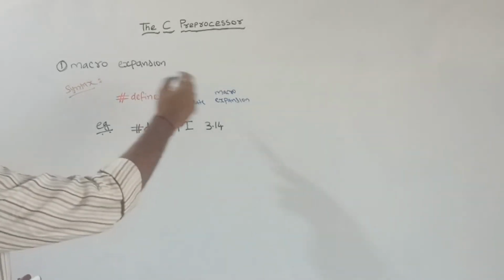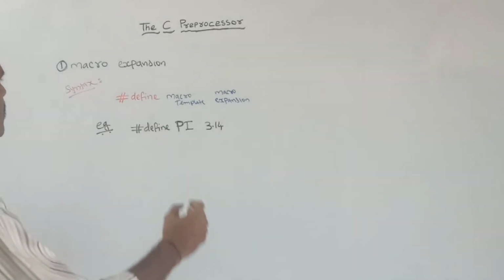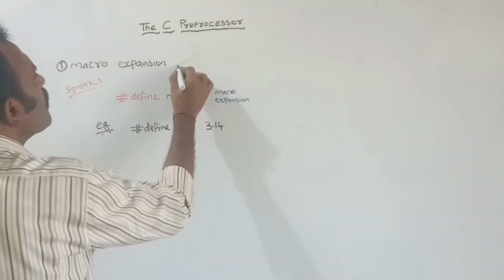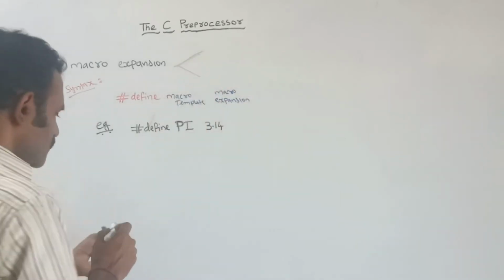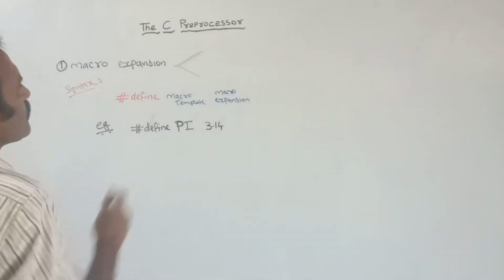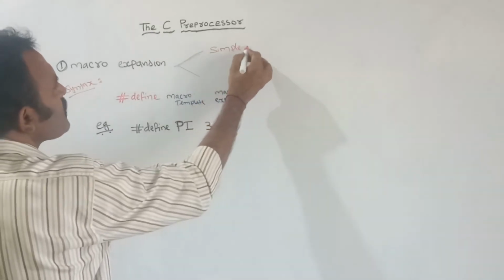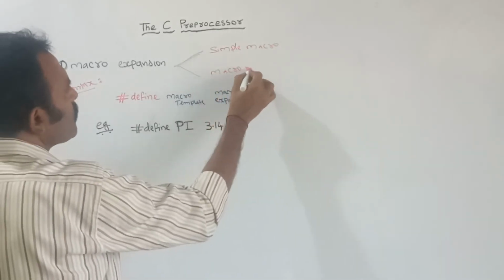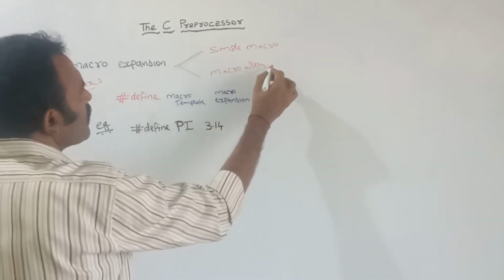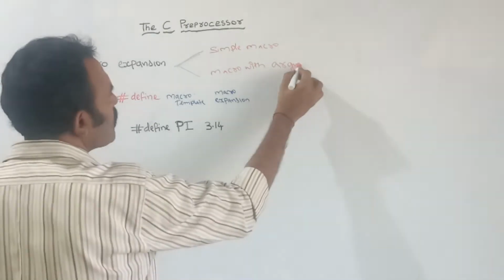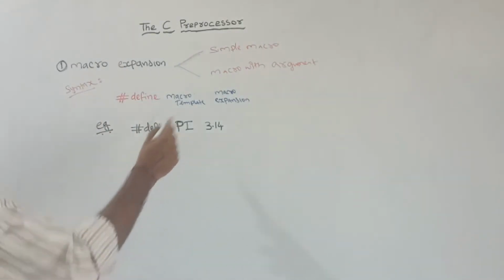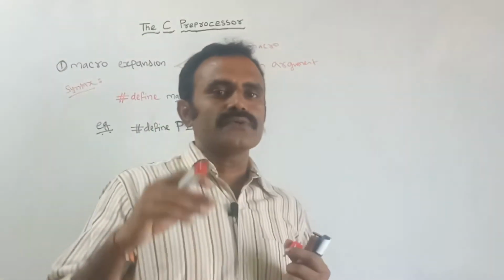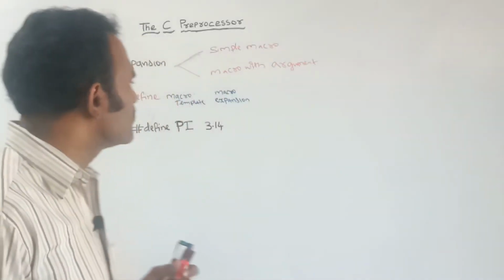This macro expansion definition has two types. The first one is simple macro, and the second one is macro with argument. In macro with argument, we should give the argument values to the macro expansion. That we will see next.